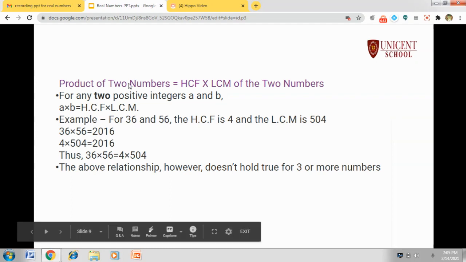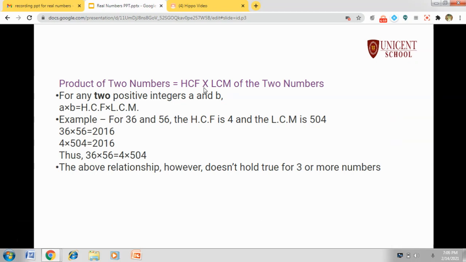Now, we know this relationship between the product of two numbers and their HCF and LCM. The product of two numbers is always equal to the product of their HCF and LCM. However, this relationship holds good for only two numbers. It doesn't hold good for three or more than three numbers.